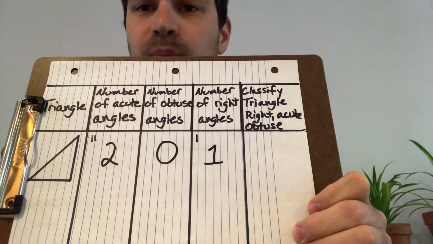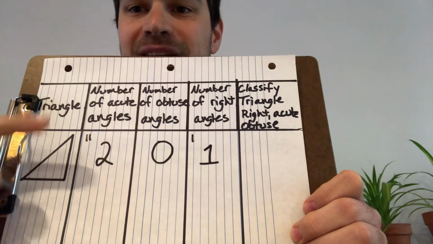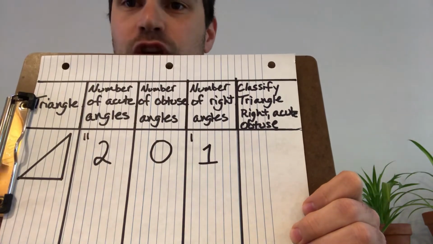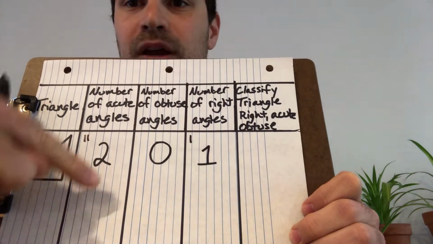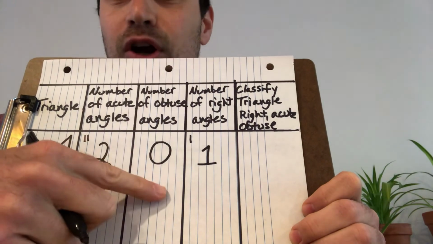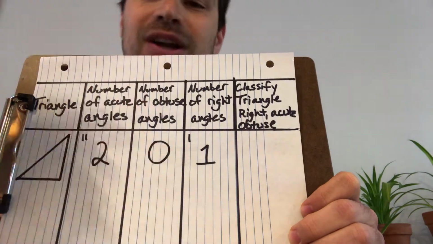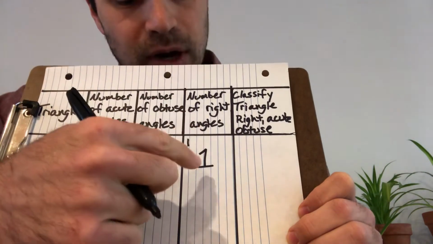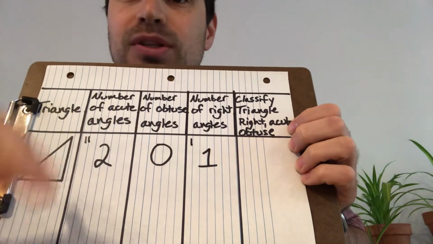Now, if you remember from the previous days' lessons, an acute triangle has all angles that are less than 90 degrees. So if the number is ever 3 here, it's an automatic acute triangle. If it's less than 3, it cannot be an acute triangle. So we can go ahead and forget about that acute. Now there are 0 obtuse angles, so this cannot be an obtuse triangle, right? If there is ever any 1 in the obtuse, then it's an obtuse triangle. If there is ever a 1 in the right angles, it's always going to be a right triangle.